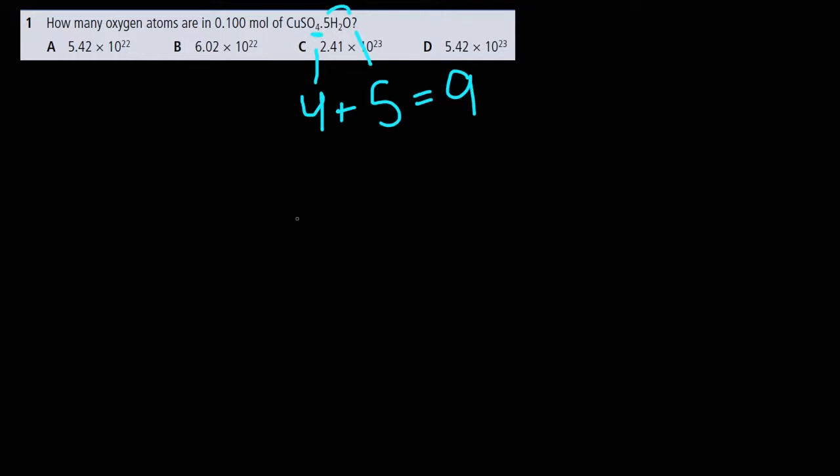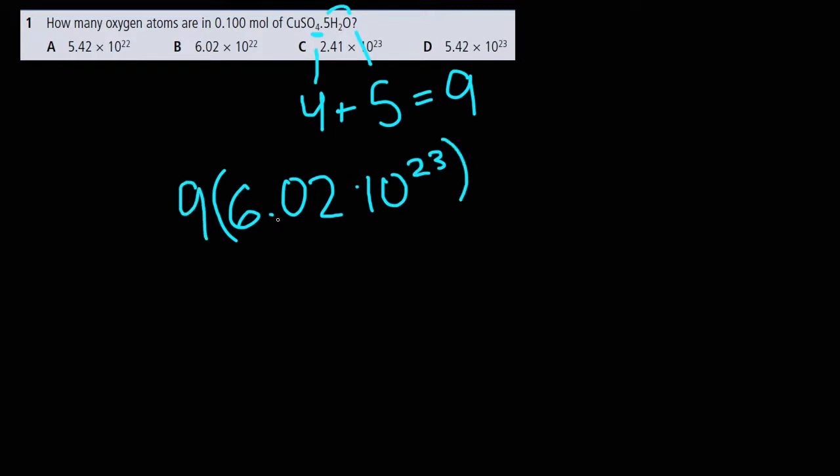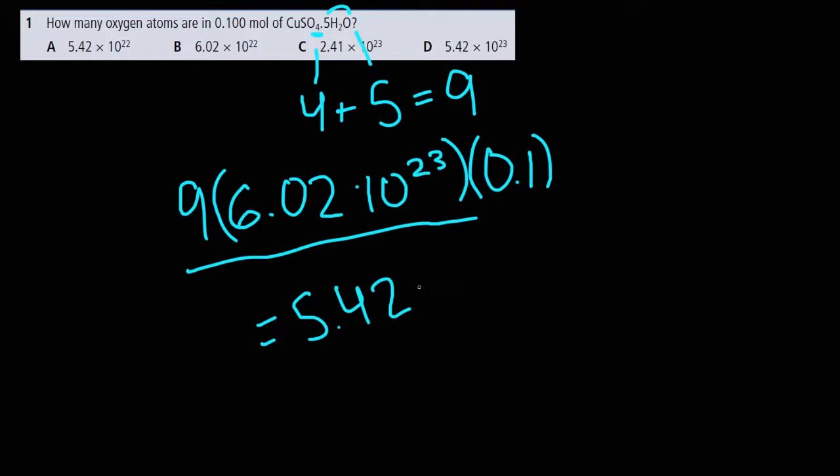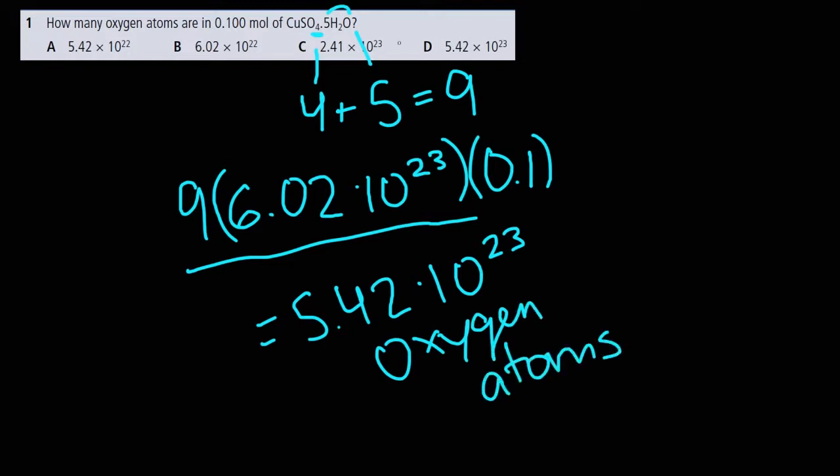Now if we're talking about it in terms of moles, then we have 6.02 times 10 to the 23 particles of hydrated copper sulfate if we have 1 mole. And in each of those particles there are 9 oxygen atoms. However, we have 0.1 moles, so we have a tenth of this many oxygen atoms, which if you run through your calculator should be 5.42 times 10 to the 23 oxygen atoms, which we can see is D.